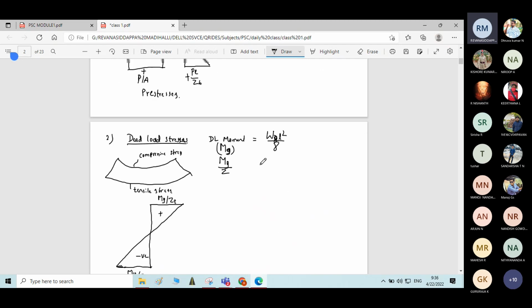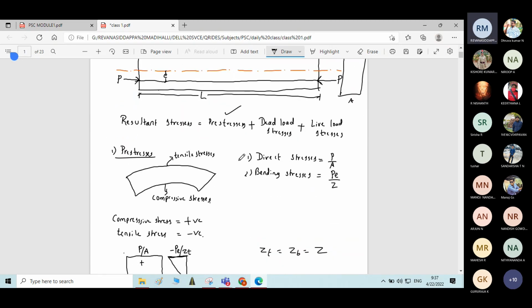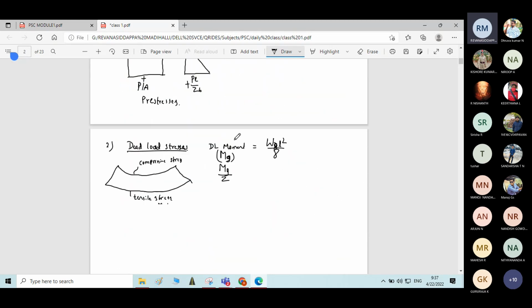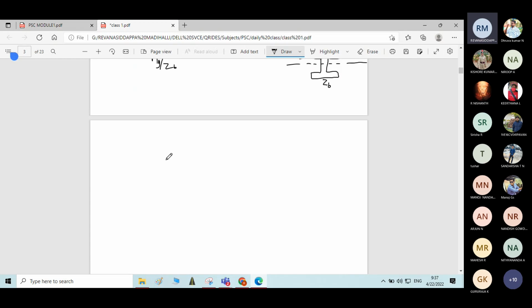Okay. Now we have determined all the stresses, that is, stresses due to the prestressing force, stresses due to dead load, and stresses due to live load. Now the next step is to add all the stresses to get the resultant stress that is acting on the beam. Now I'll write the resultant stress distribution diagram. First I'll write the cross section.